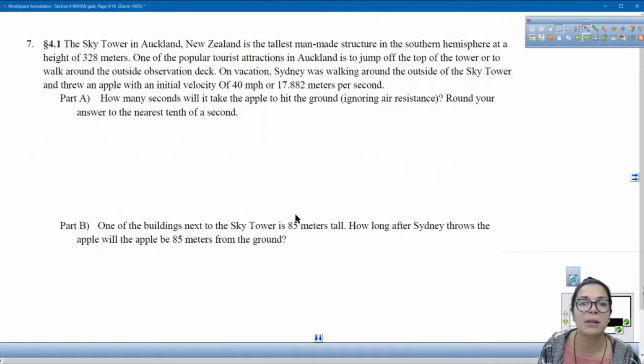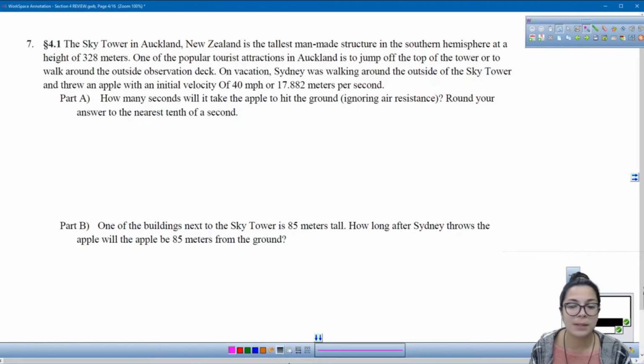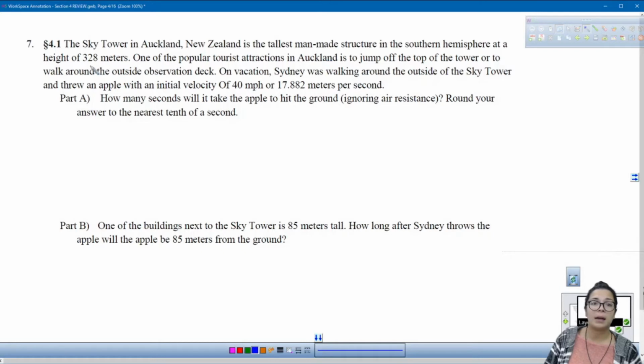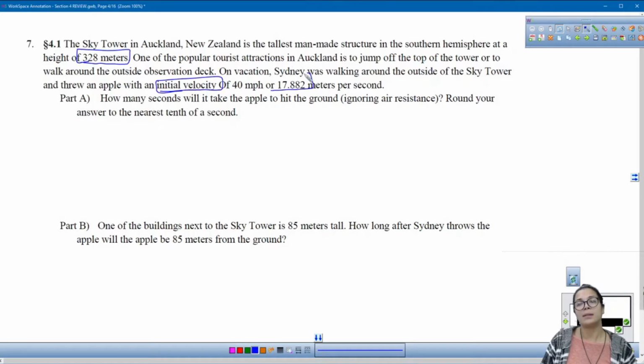Okay, moving on from there, let's go ahead and do number 7. On number 7, it says that the Sky Tower in New Zealand is the tallest man-made structure in the southern hemisphere, and it has a height of 328 meters, okay? One of the popular tourist attractions is to jump off of the tower or to walk outside of the observation deck. On vacation, Sydney was walking on the outside and threw an apple, and it had an initial velocity of 40 miles per hour, or 17.882 meters per second, okay?